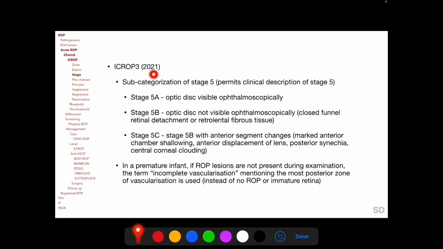The 2021 edition of ICROP also stated that in premature infants, if ROP lesions are not detected during examination, the term incomplete vascularization should be used, mentioning the most posterior zone of vascularization, or rather the most posterior zone of absence of vascularization, instead of the terms no ROP or immature retina.